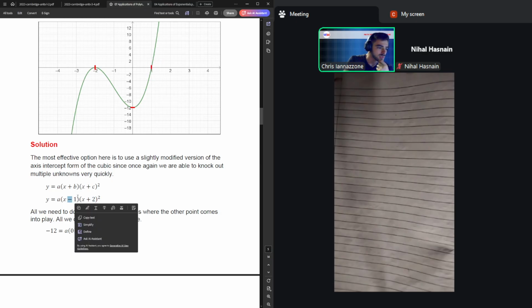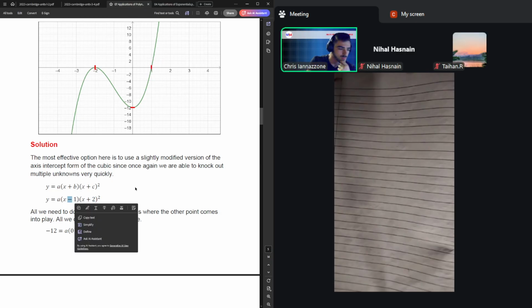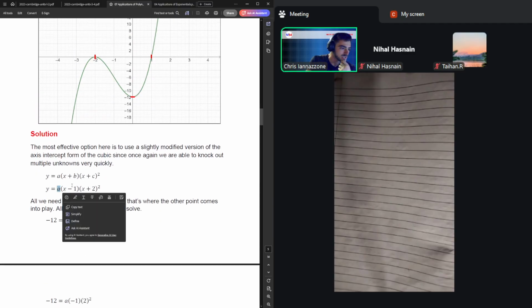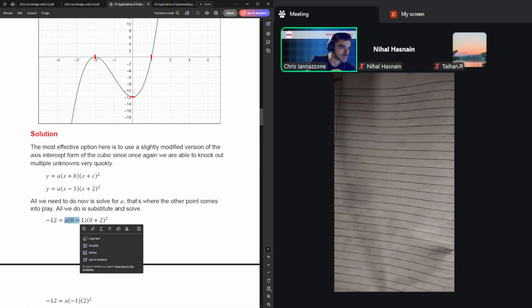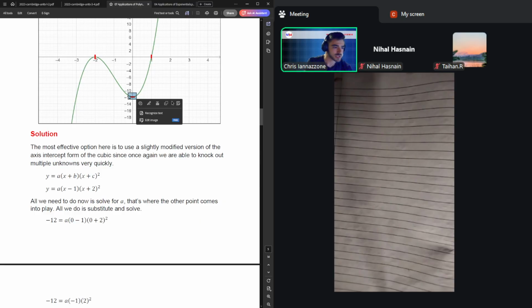This one was +1, so the linear term is going to get the -1. Once again, A is left over, sub in the remaining point. This one's a bit more hidden, but we do in fact have a y-intercept there that we could plug in to get that A.